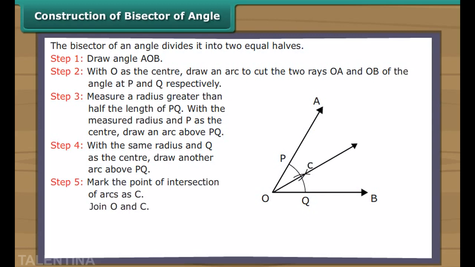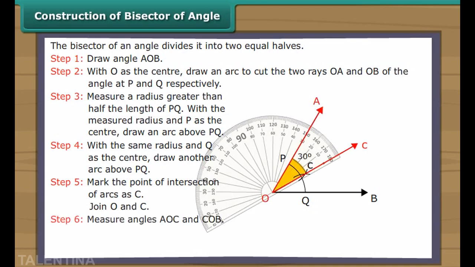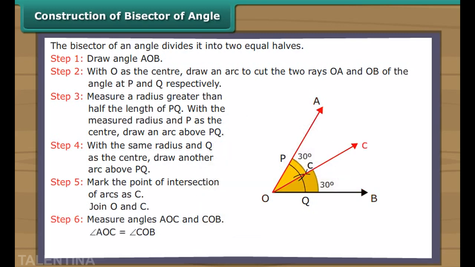Join O and C. Measure angles AOC and COB. Angle AOC is equal to angle COB. Therefore, OC is the bisector of angle AOB.